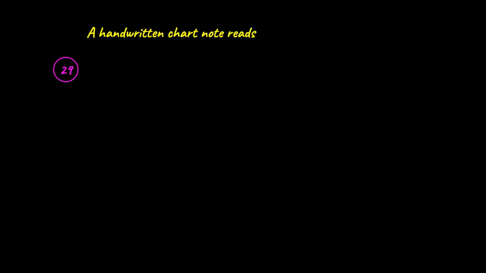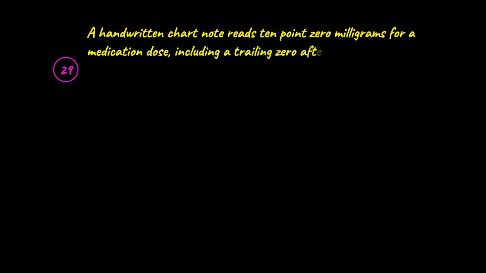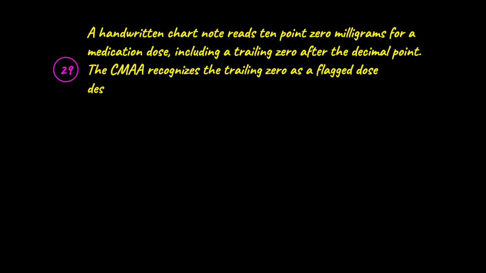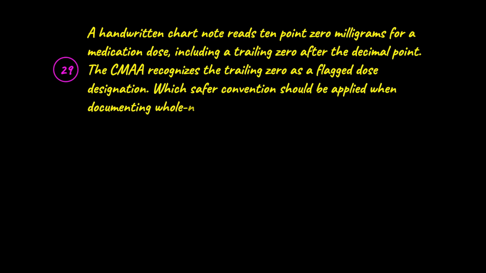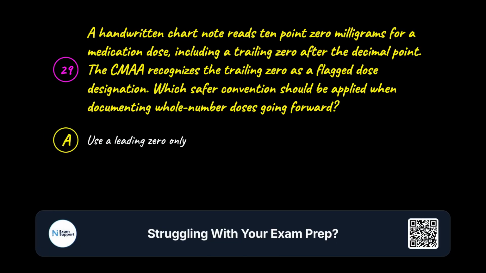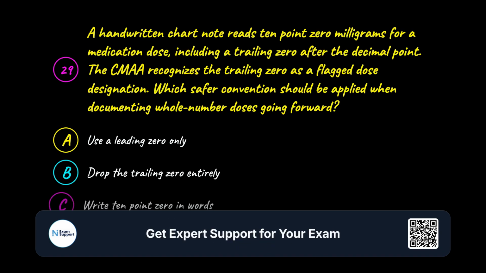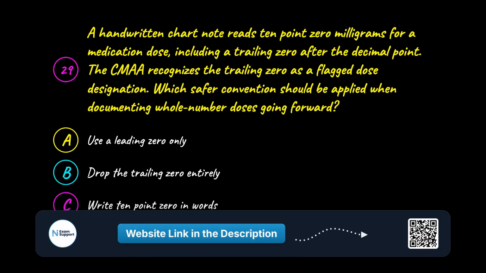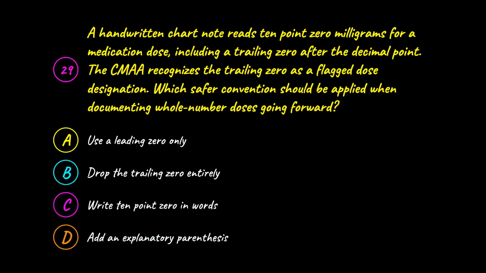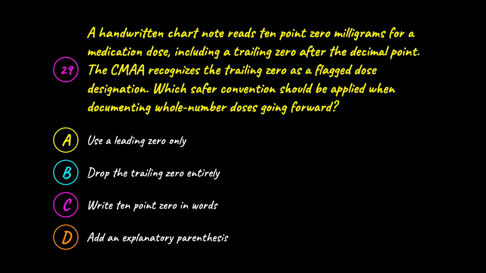Question 29. A handwritten chart note reads 10.0 milligrams for a medication dose, including a trailing zero after the decimal point. The CMAA recognizes the trailing zero as a flagged dose designation. Which safer convention should be applied when documenting whole number doses going forward? Your options are: A. Use a leading zero only. B. Drop the trailing zero entirely. C. Write 10.0 in words. D. Add an explanatory parenthesis. Pick one. Trust your gut. Here's your chance to test yourself.